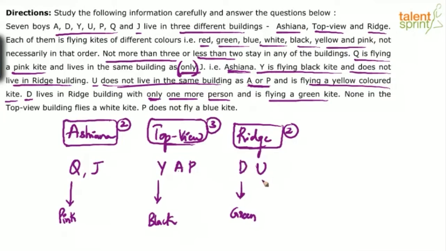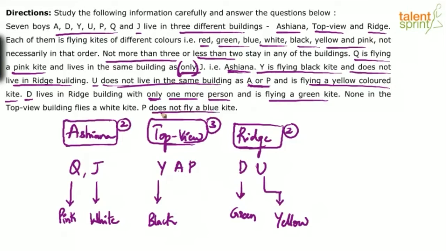And U is flying a yellow colored kite. We know that U is flying a yellow kite. Okay. None in the Top View building flies a white kite. So the guys in the Top View building do not fly a white kite. So if white does not come for A or P, it has to go for J. J would be flying a white kite.